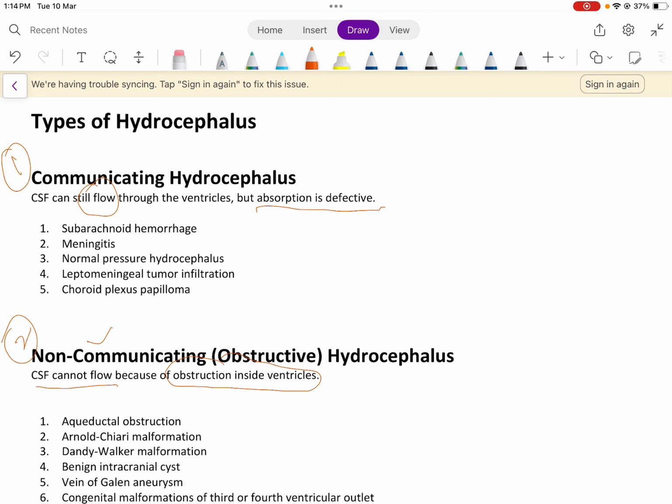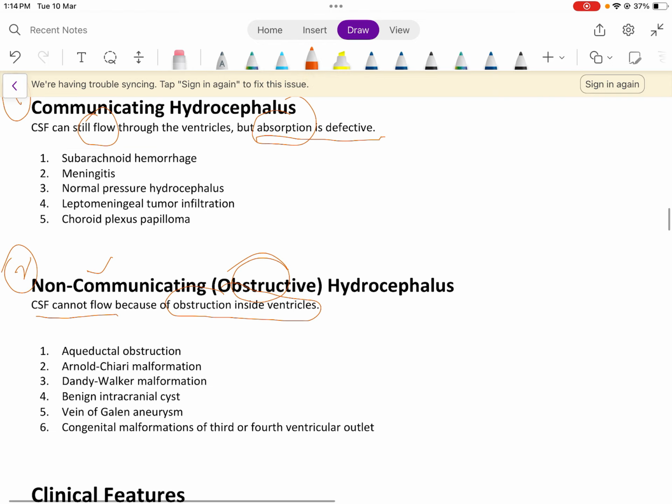And when can CSF not communicate? When there is an obstruction. That is the non-communicating type. Communicating means all the CSF can communicate with each other. Then what will be the problem? Naturally, it will be the absorption. Next. For communicating, just remember a few things: hemorrhage, where absorption is defective, meningitis, normal pressure hydrocephalus, leptomeningeal tumor infiltration, choroid plexus papilloma.